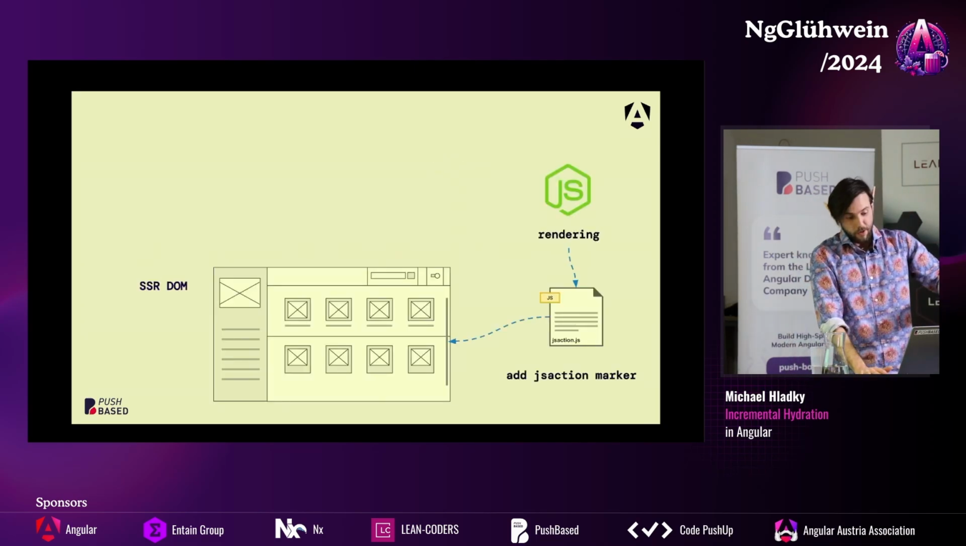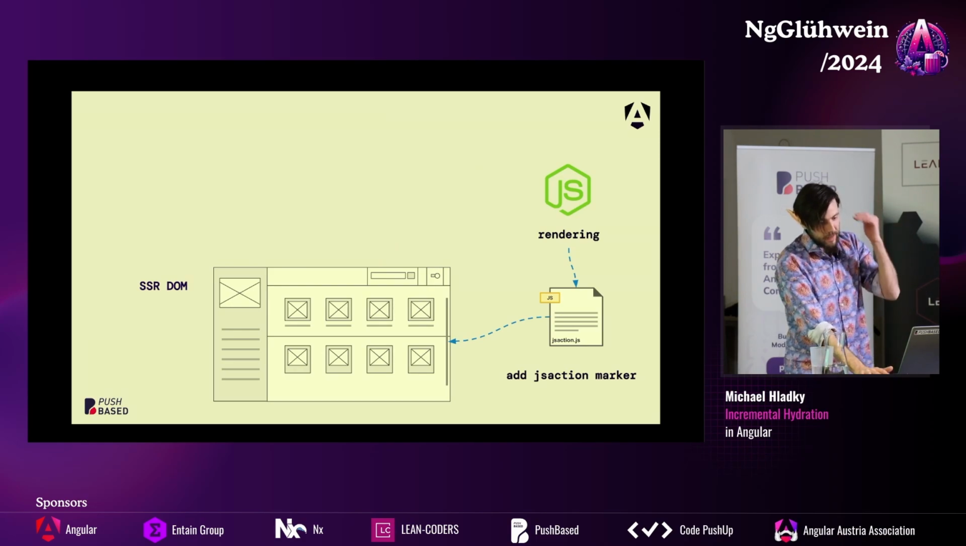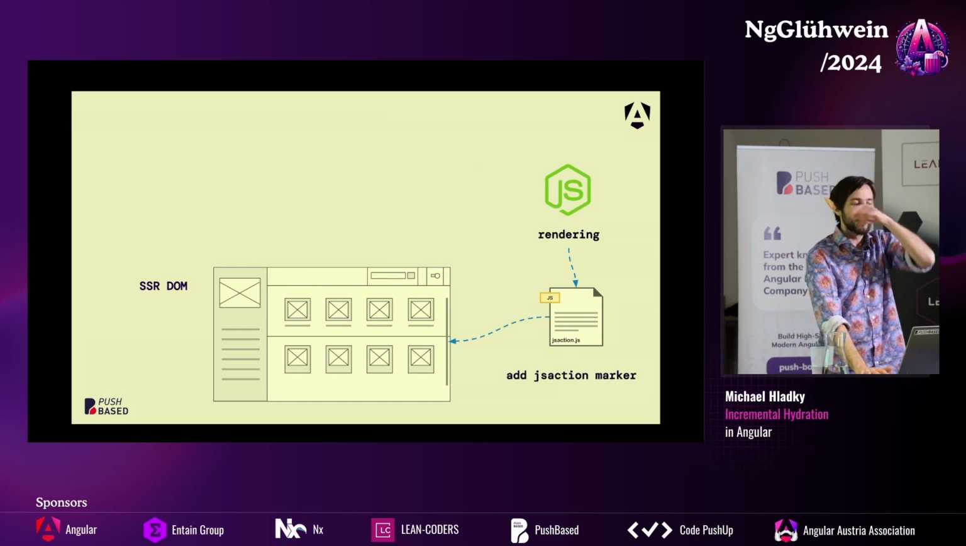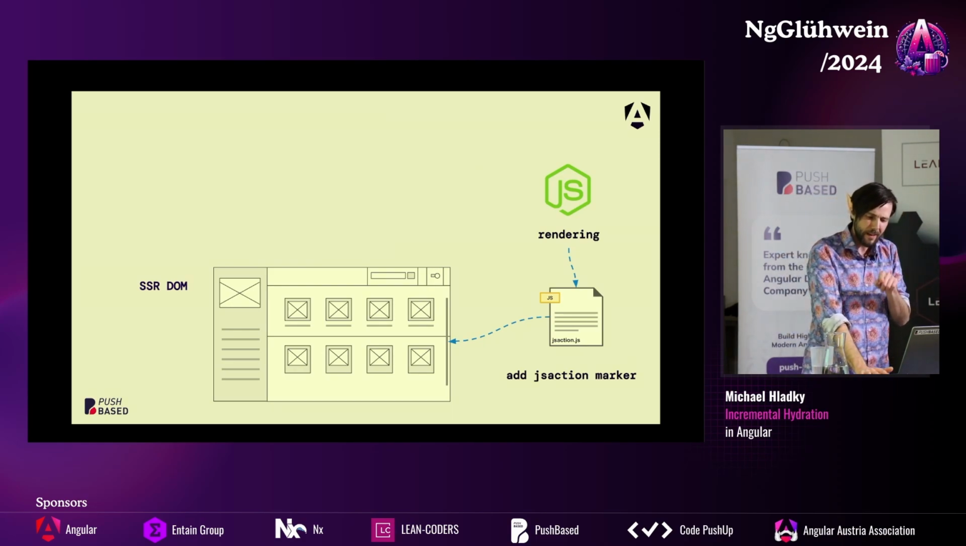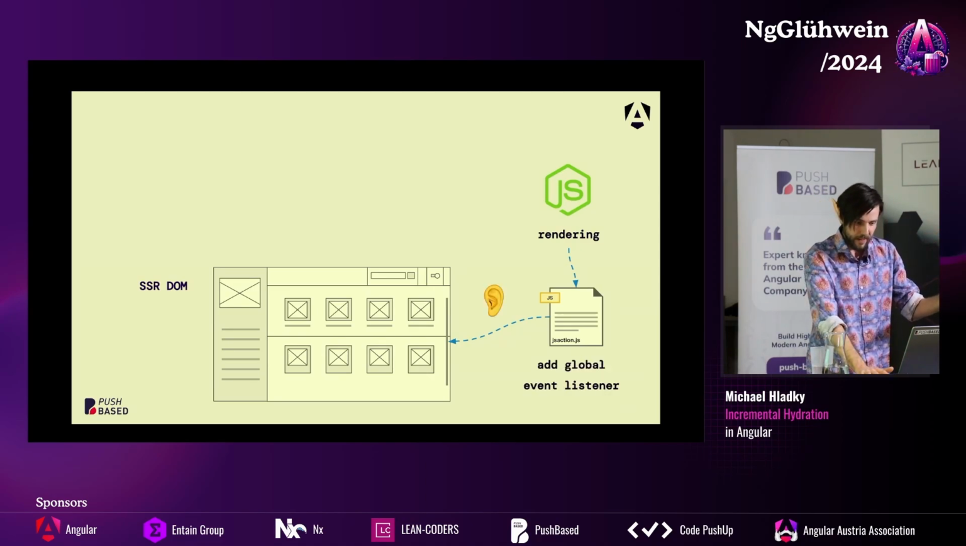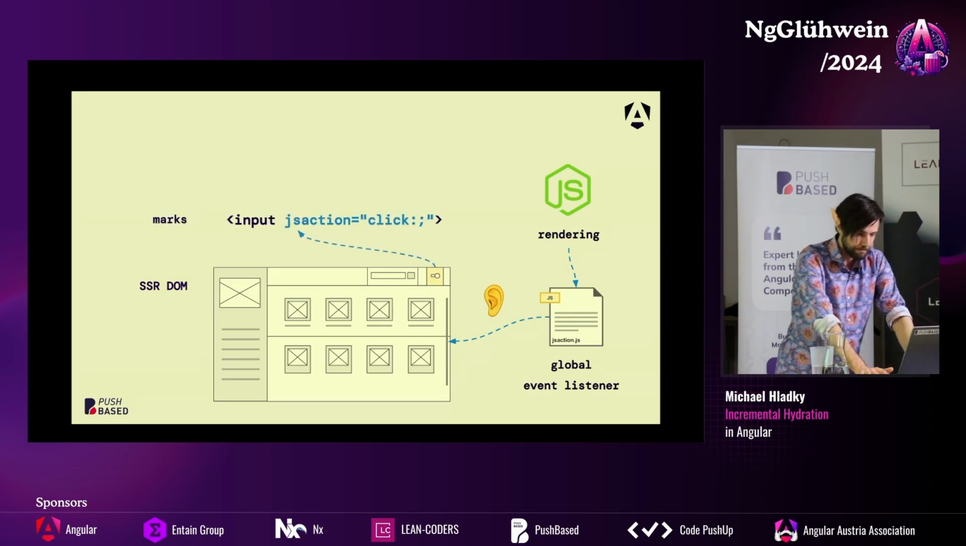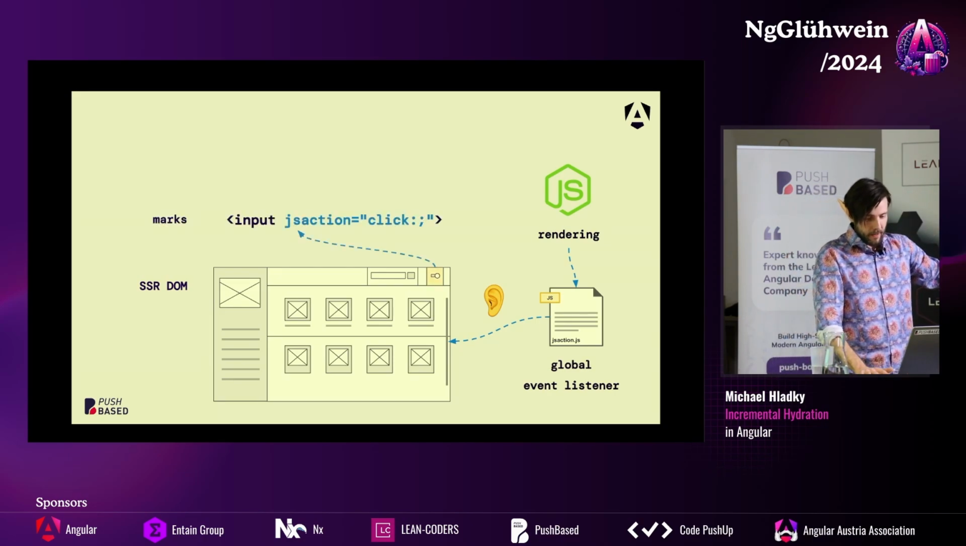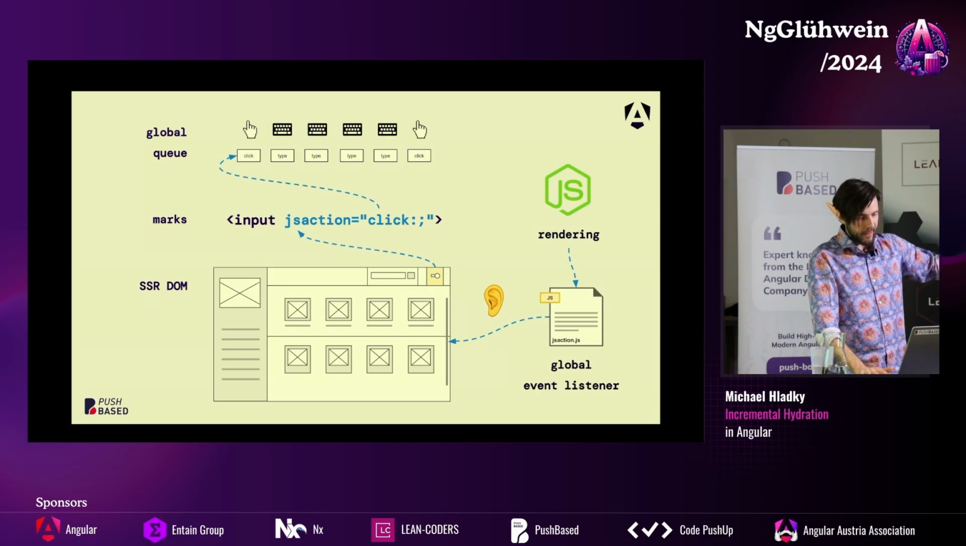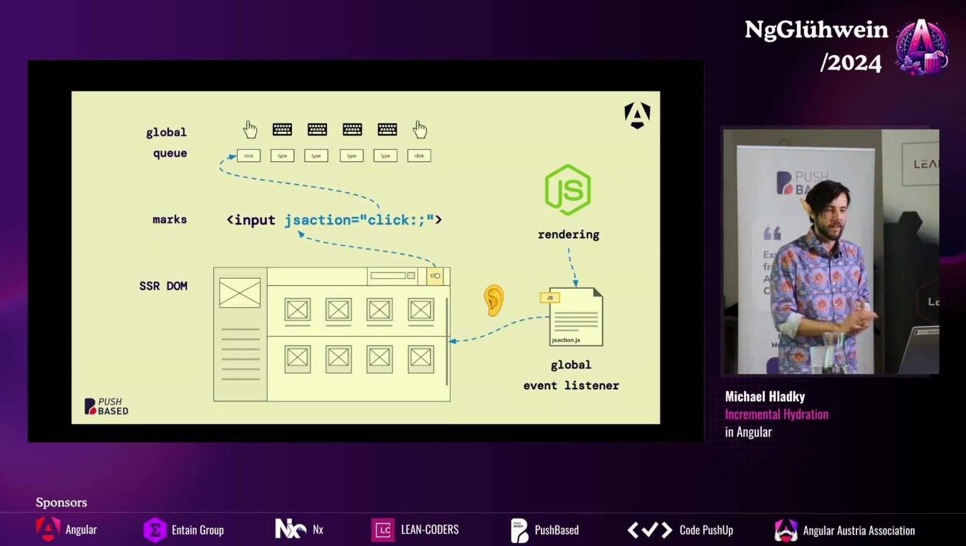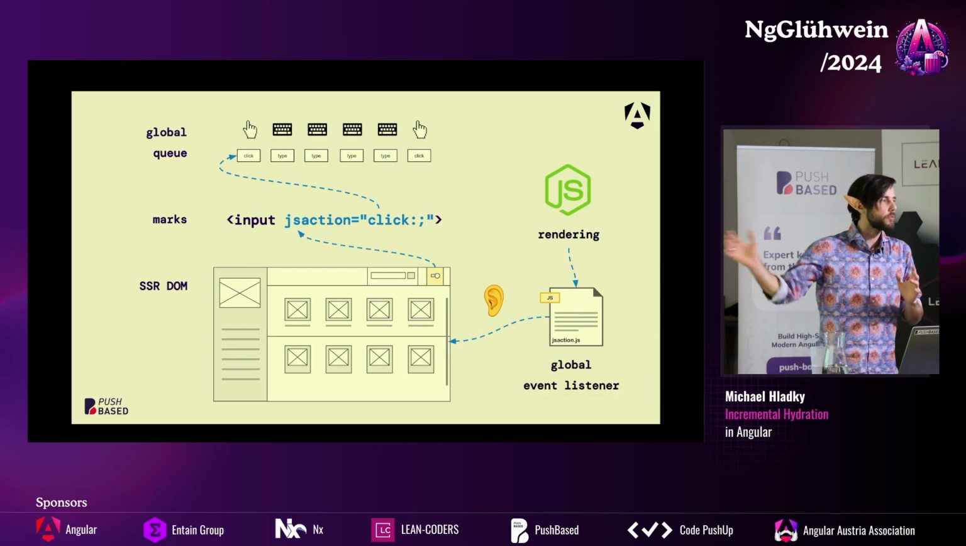So now the full circle, we add our JS action snippet to our HTML. We add the JavaScript handler. We add all the markers to our DOM. Then we add this one single global event listener to our page. All markers are in. I click on one of those elements, and then this event ends up in a queue, in an array, and gets recorded until my app really bootstraps.